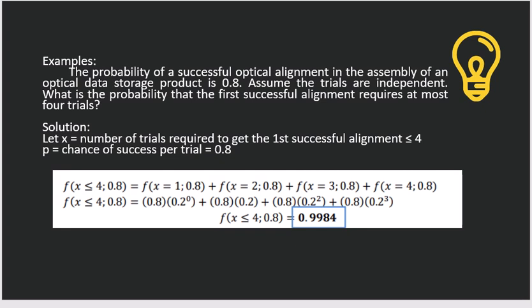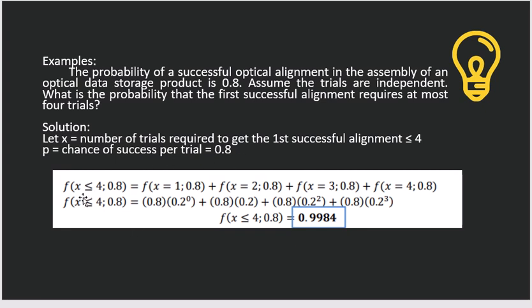So the probability of successful optical alignment of an optical solution data is 0.08. Assume that the trials are independent. What is the probability that the first alignment requires at most 4 trials? At most, so the number of trials to the first successful alignment will be less than or equal to 4, and the probability of success per trial is 0.08.